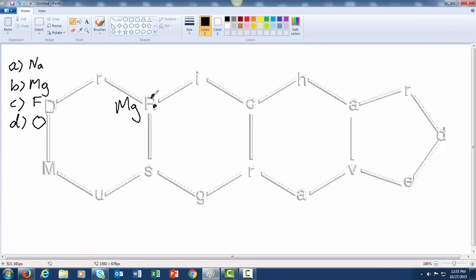Now it's going to lose these 2 electrons just like sodium lost its 1 electron. And when that happens, it's going to become Mg2+. So it loses these 2 electrons, but it still has the same number of protons in its nucleus. So the charge is now 2+.